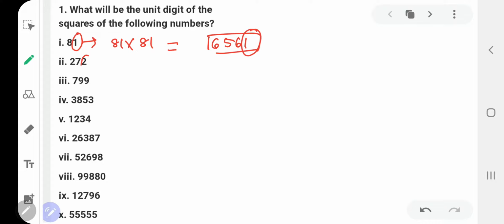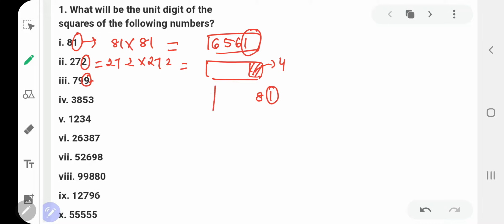What will happen when you have unit digit 2? When you take the square of this number, you will notice that the unit digit of the square of 272 will be 4. Getting my point clear? For 9, you have to take the square of the last unit digit of your number. Now 9 squared is 81. So what will be the unit digit of your square? It will be 1. Again for 3, it will be 9.